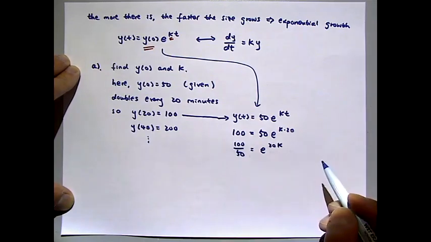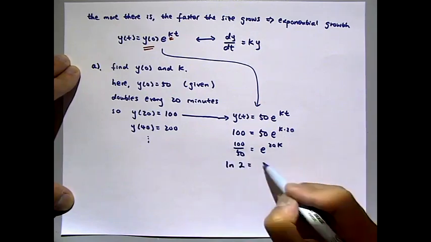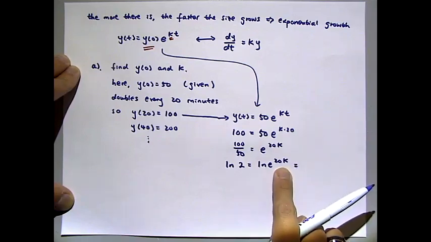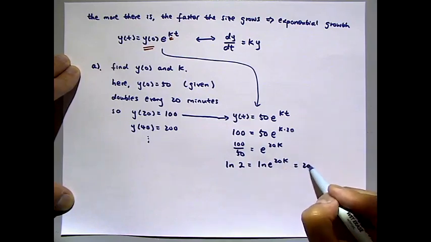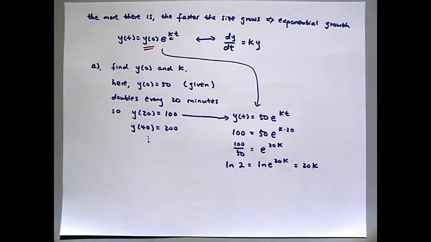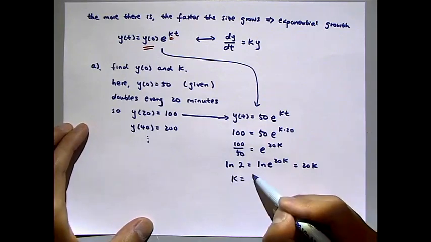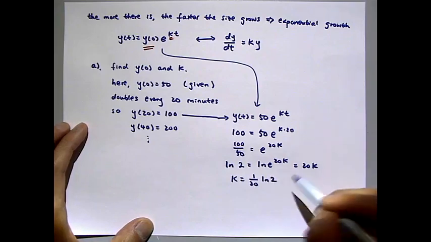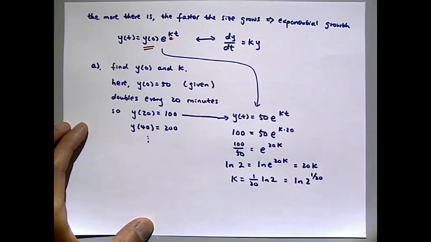That's a 2, of course. Take the natural log on both sides. And we know we can move the 20k. Ln of e to the something is simply that something. So there we go. Simple property later, we get 20k is equal to ln of 2. And this tells us that k is equal to 1 over 20 times ln of 2, or ln of 2 to the power of 1 over 20.